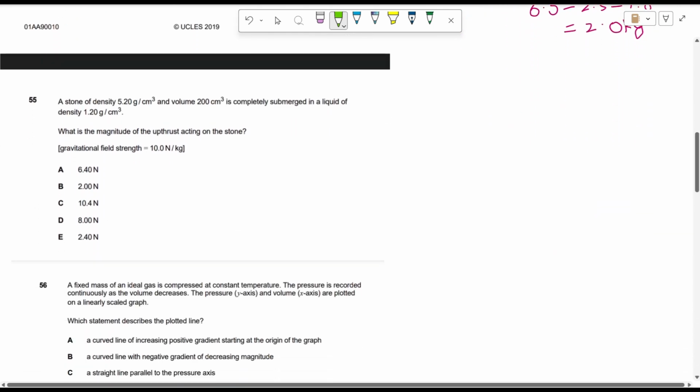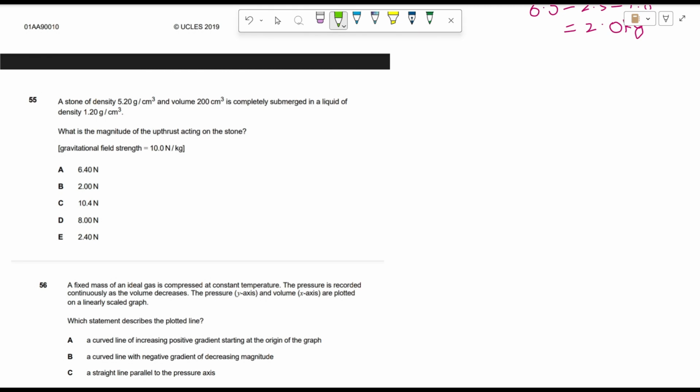Now we are going to solve our third question, and the third question is again very easy as well. Let me read the question for you first. A stone of density 5.20 gram per centimeter cube and volume 200 centimeter cube is completely submerged in a liquid of density 1.20 gram per centimeter cube. What is the magnitude of the upthrust acting on the stone? So basically, we are supposed to find the magnitude of the upthrust force.